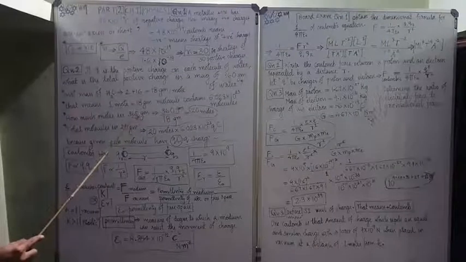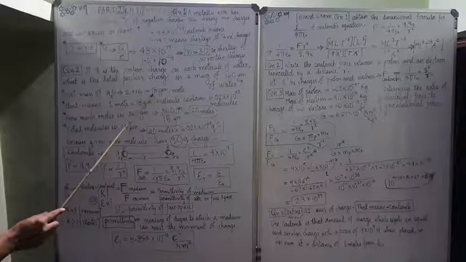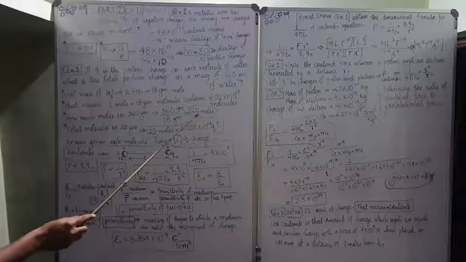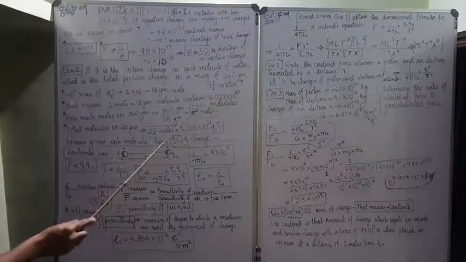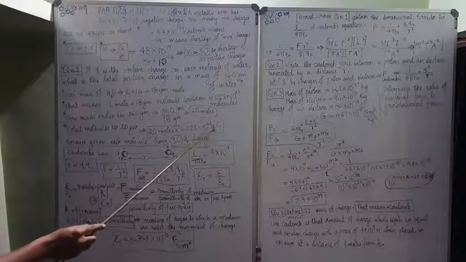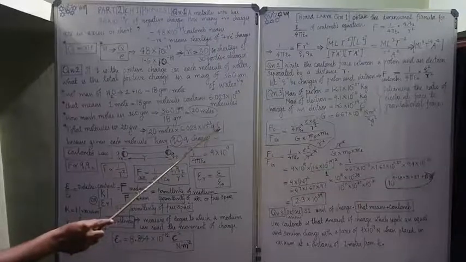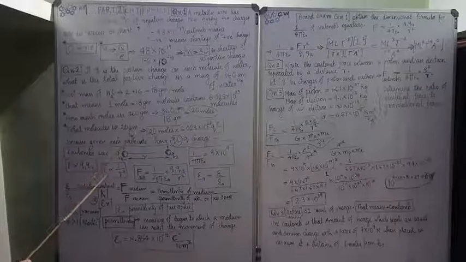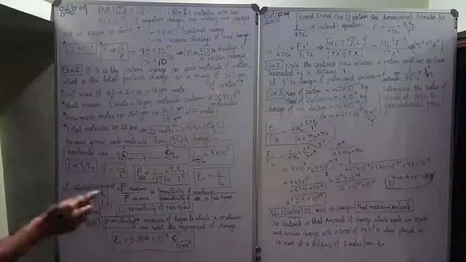But 360 gram of water, how many moles is it? 1 mole is 18 gram, so 360 gram contains 20 moles. Each mole contains 6.023 into 10 raised to 23 molecules, so 20 moles contain 20 into 6.023 into 10 raised to 23 Q charges. So the total positive charge in the 360 gram of water is 20 moles into 6.023 into 10 raised to 23 Q coulombs.